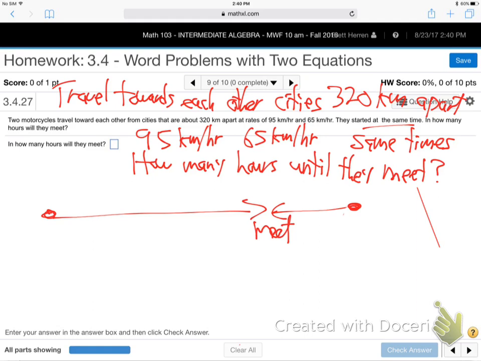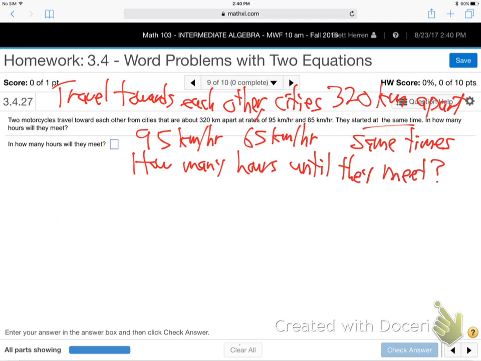What formula, I'm really scribbling up there. Can you read all that? What formula do we always use when we do travel? Yeah, distance. Have you seen that before from physics? Distance equals rate times time. Distance equals rate times time.